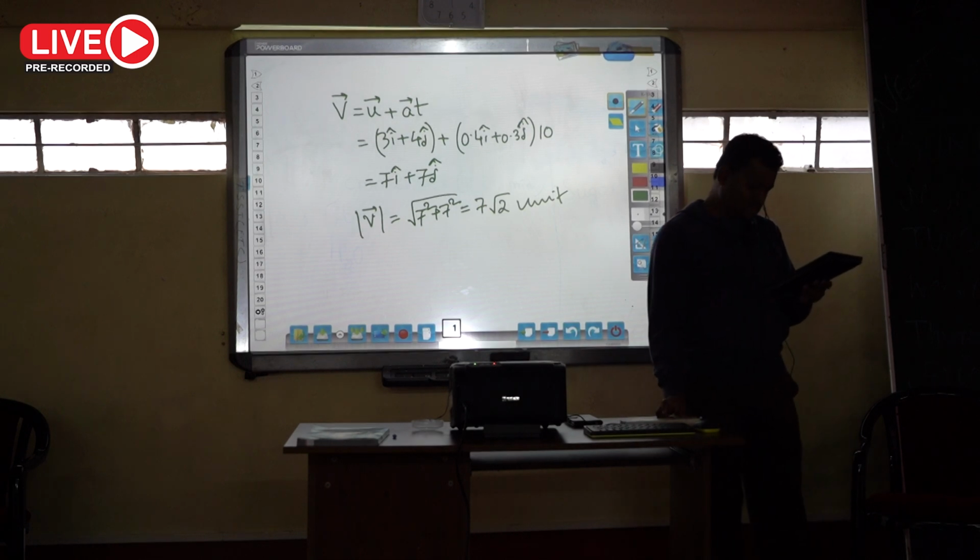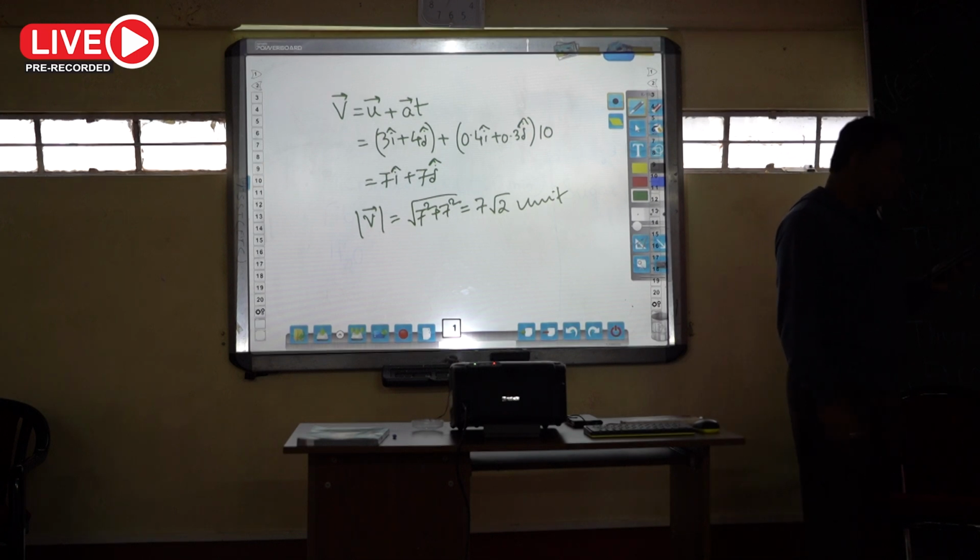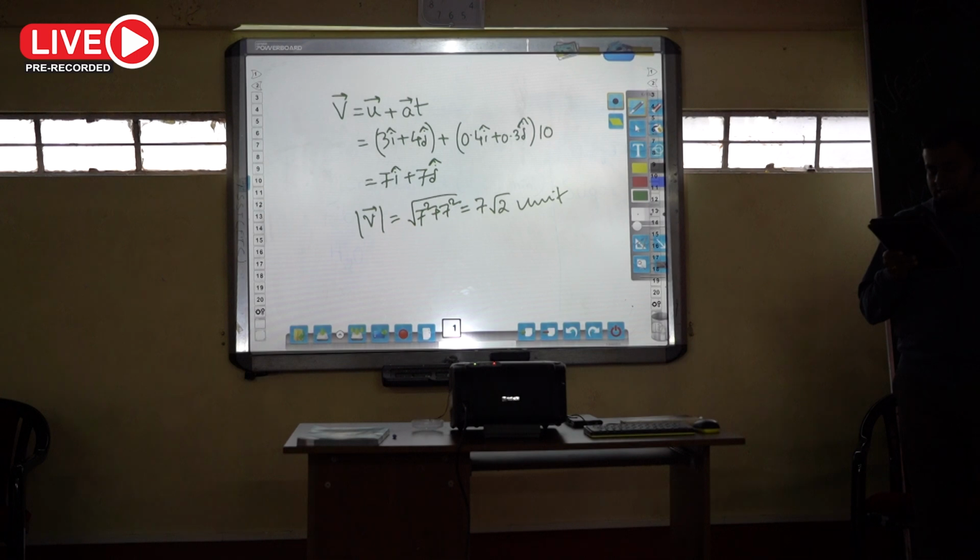Next question, question number 18. The horizontal range and maximum height attained by a projectile are capital R and capital H respectively.